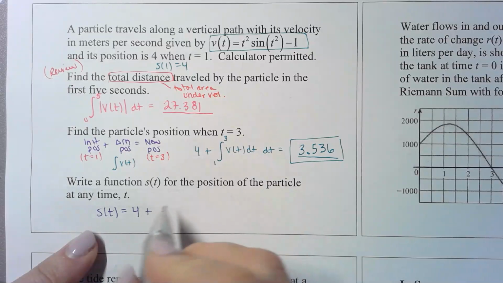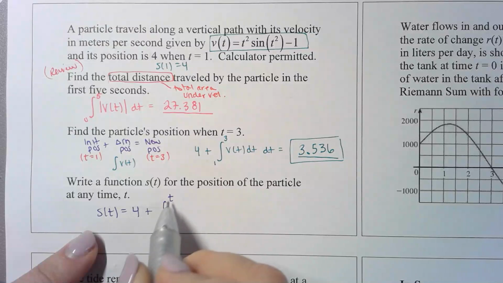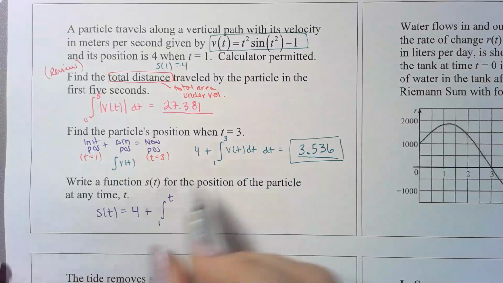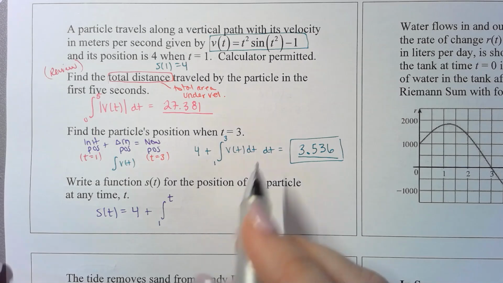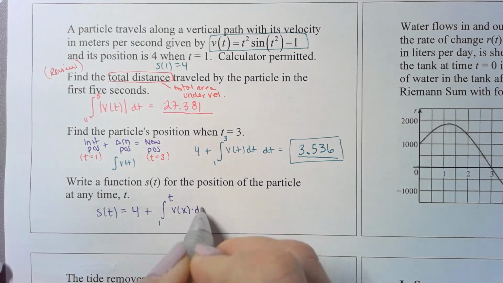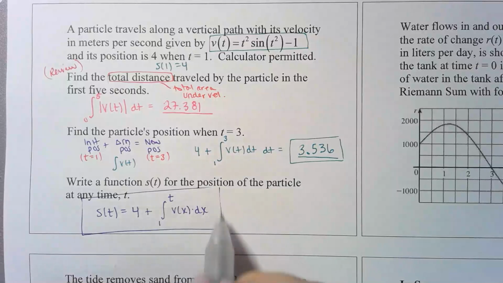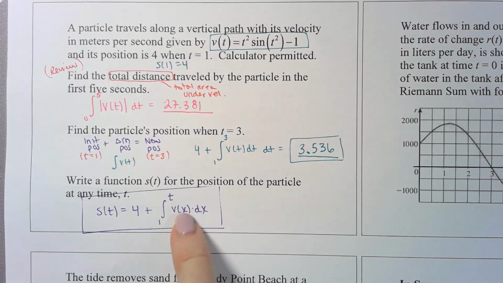My initial position plus the change in position from 1 to whatever time I want. Now time out. If I put a t up here, I can't use a t down here, can I? So we're just going to temporarily change that variable to anything you want. You can use a theta, you can use a u, I used an x. We had that conversation back in January, that if you have a variable in the bound of your integral, you can't use that same variable here. So you have to temporarily change that, just temporarily.